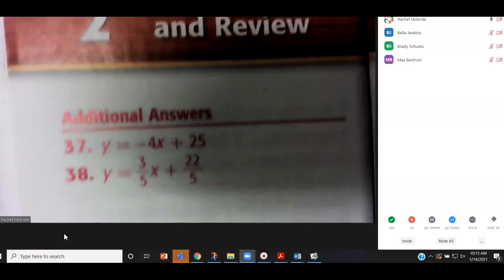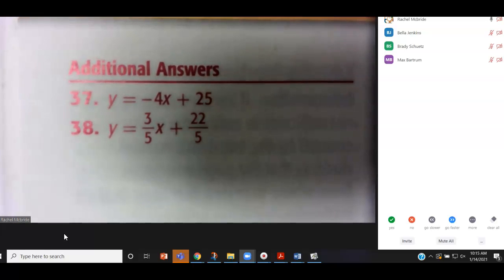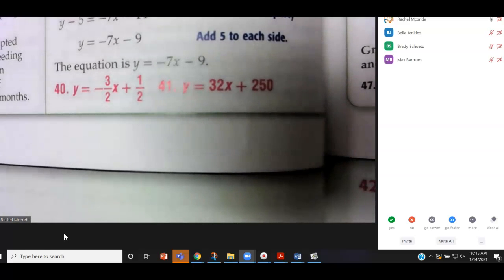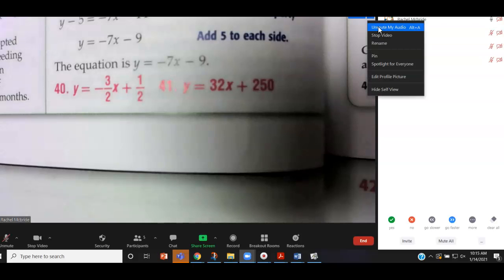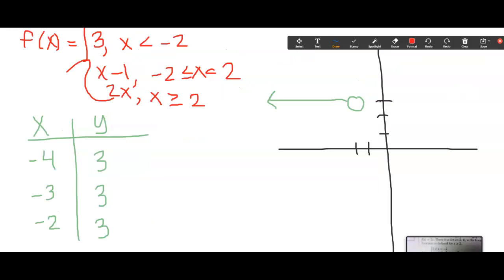And then, like I said, we skipped 37 because it was missing. So 37, your answer was y equals negative 4x plus 25. And 41, I cut off, and it was y equals 32x plus 250. So before we move on to another part, are there any questions?